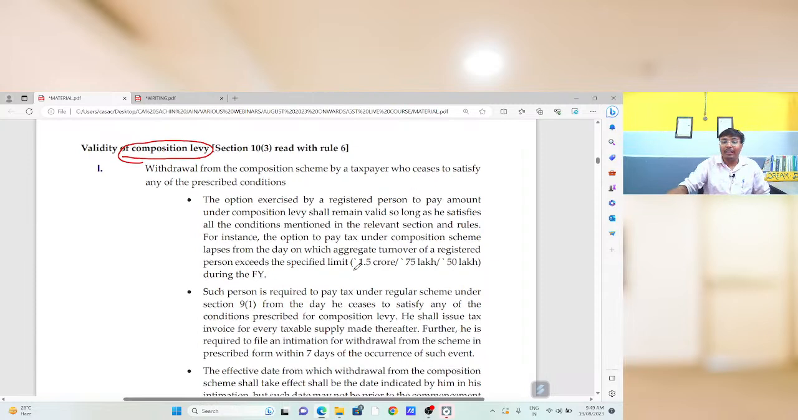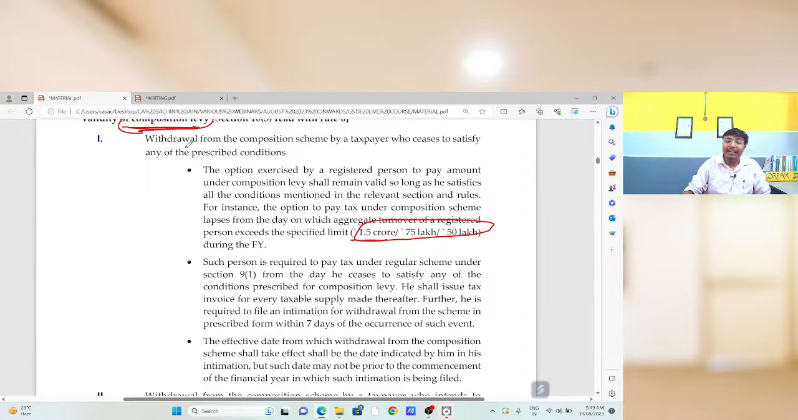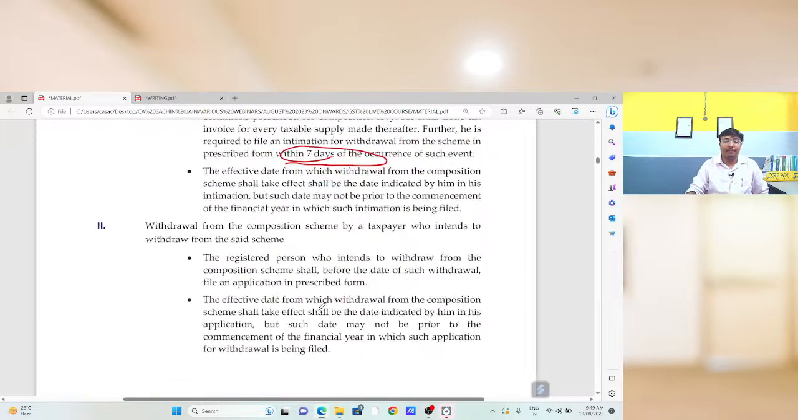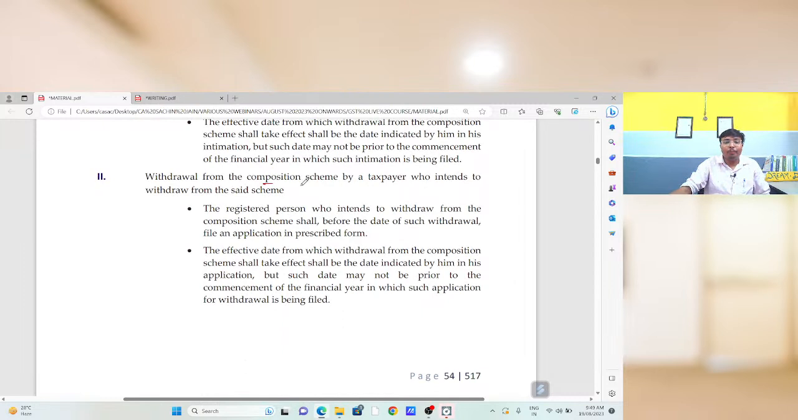So when my turnover exceeds the specified limit, in that case my composition scheme is withdrawn and I need to intimate the same within 7 days to the government through the GSTN portal that sir, my eligibility has lapsed, so I am going to register myself as a regular person. Now, withdrawal from the composition scheme by a taxpayer who intends to withdraw from the said scheme: the registered person shall file the application stating the date of such withdrawal. When I am going to select the regular scheme on my own, in that case I need to intimate the same to the governmental authority through the GSTN portal.